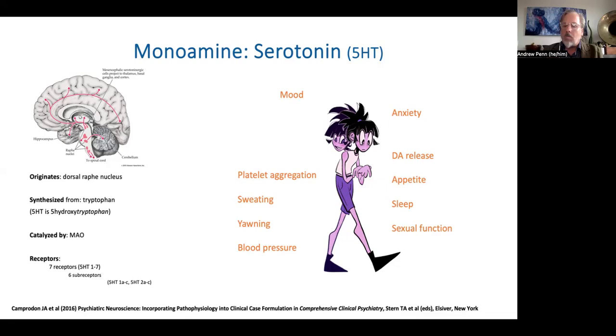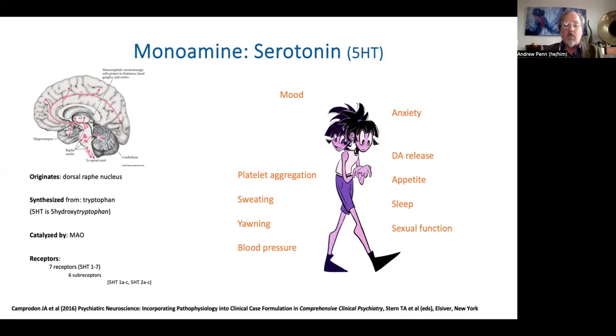Serotonin has a lot of different roles in the body. So we're most familiar with its function in mediating mood and anxiety. Serotonin and dopamine have a relationship in which serotonin 2A receptors, when blocked, cause dopamine to be released in the mesocortical area of the brain. We'll get closer into that when we talk about dopamine blocking drugs.